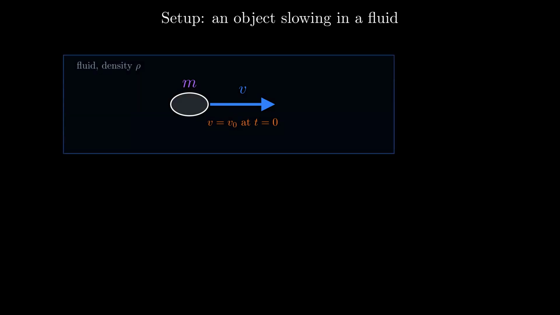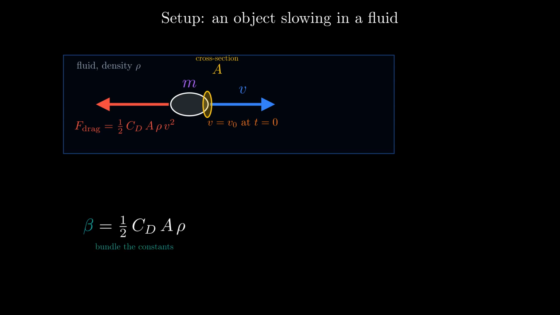Picture an object of mass m launched at time 0 with speed v0 through a fluid of density ρ. Its cross-sectional area facing the flow is the area A. At high speed, the retarding drag force has magnitude 1/2 c_d A ρ times v squared, pointing opposite the motion. Bundle those constants into a single coefficient. Beta equals 1/2 c_d A ρ.